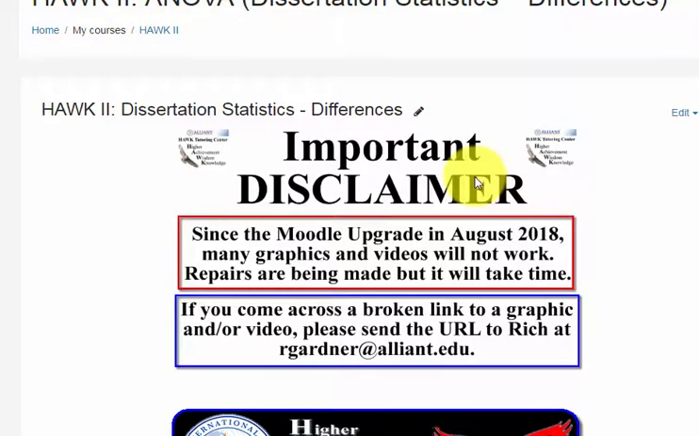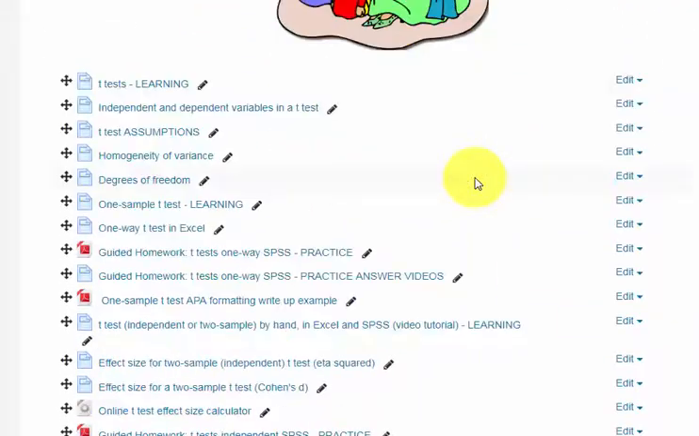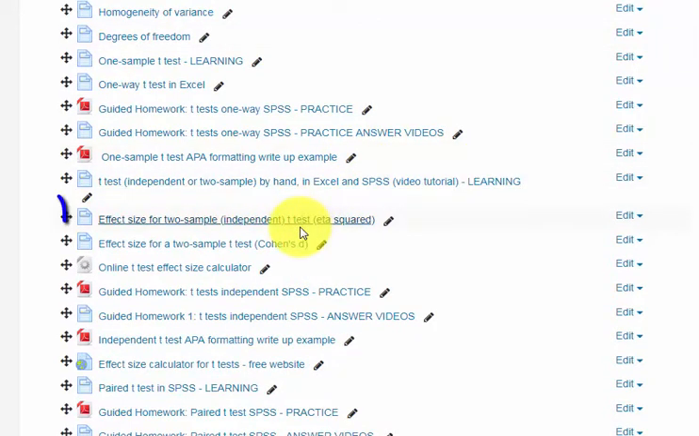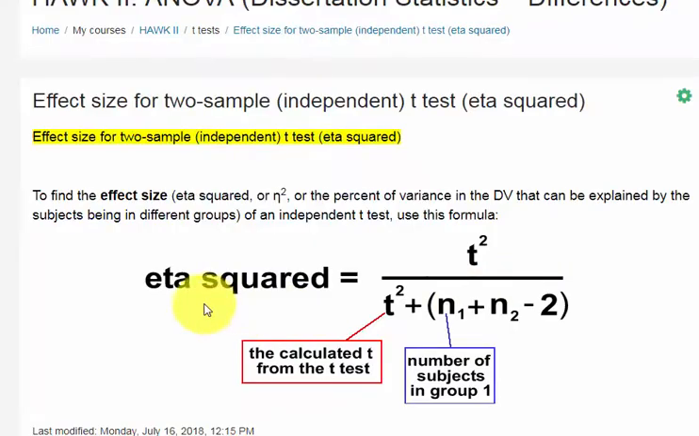page and start scrolling down to the t-test section. And effect size for a t-test. Right there, eta squared. Man, I have everything in here. So if you click on that, it's going to take you here. There is the formula for eta squared for a t-test.